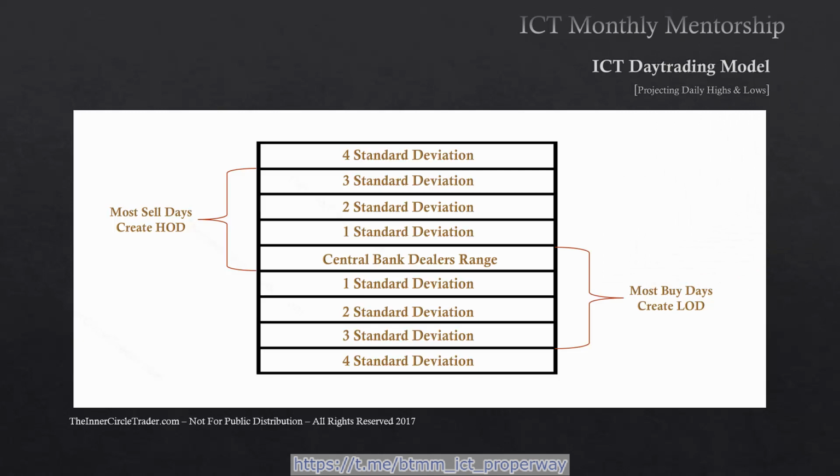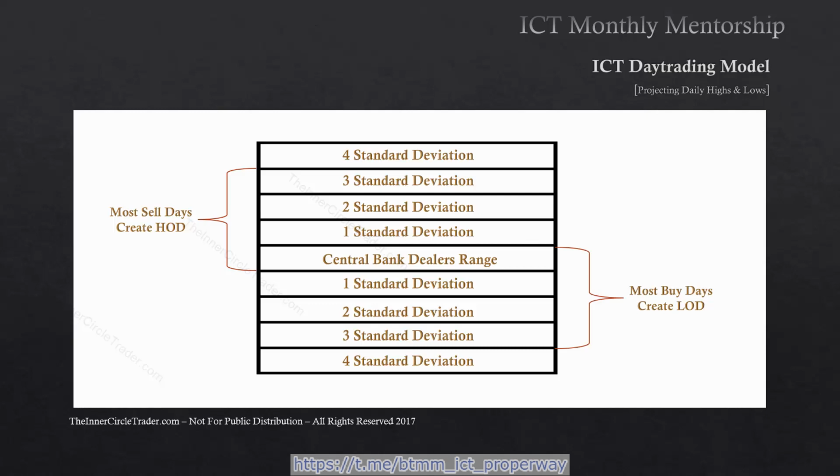The previous teaching, lesson number 3, central bank dealers range, when we talk about the most likely sell days moving up as high as 3 standard deviations and most buy days moving down and making the low of the day as low as 3 standard deviations from the central bank dealers range, we can take this one step further.